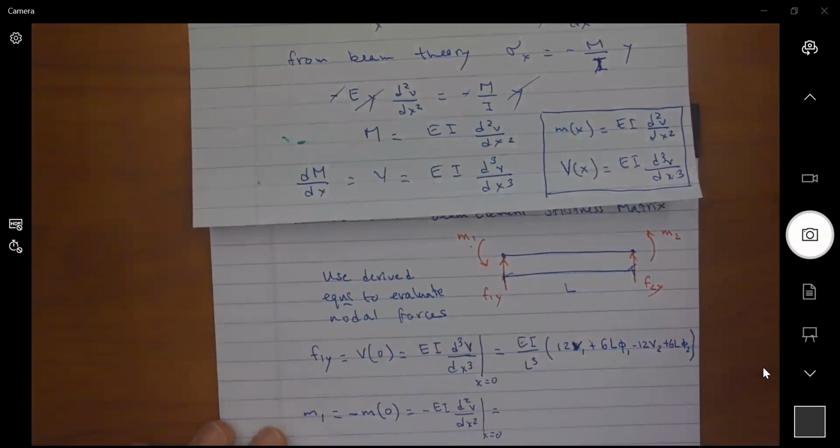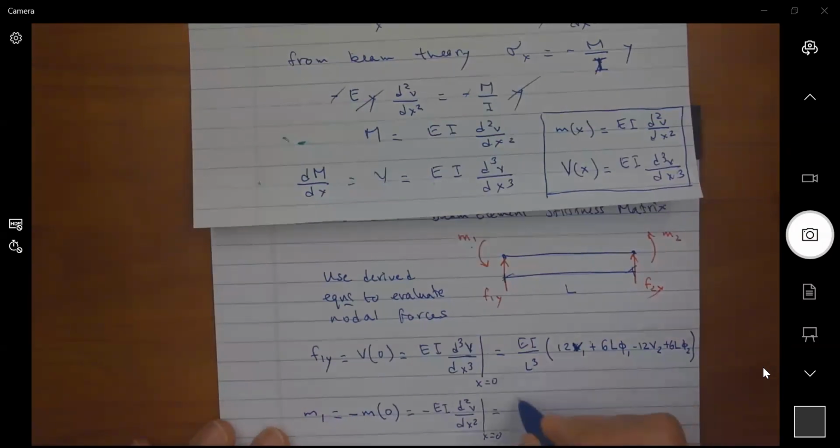It's straightforward math, by the way. When I do the evaluation, I get EI divided by L cubed multiplied by 6L V1 plus 4L squared V1 minus 6L V2 plus 2L squared V2.